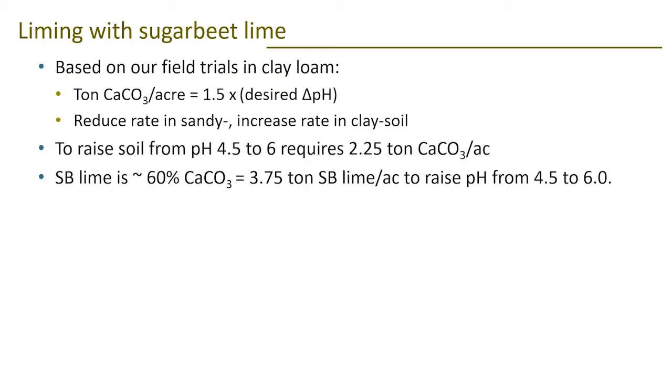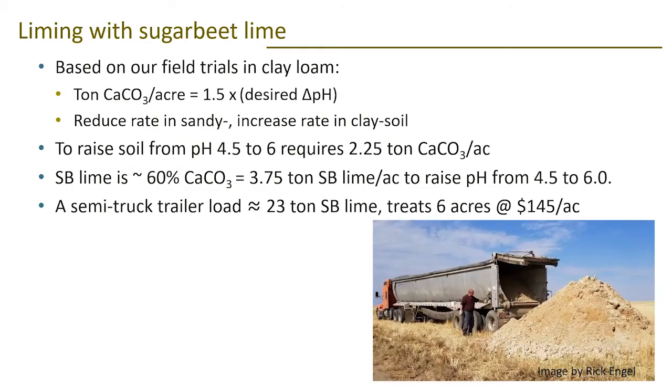Okay. So just running some numbers here to get you a flavor of how much sugar beet lime you might need to add to a farmer's field. If we go with this calculation, it's going to take about 2.25 tons of calcium carbonate per acre to raise the pH from 4.5 to 6. Sugar beet lime is only about 60% calcium carbonate. So that means you're going to need about 3.75 tons of sugar beet lime per acre to raise the pH from 4.5 to 6. A typical semi-truck trailer load is somewhere around 23 tons of sugar beet lime. So that's only going to treat about 6 acres.